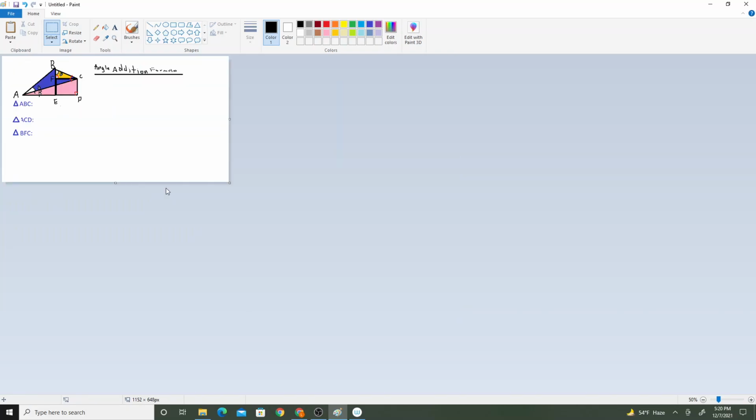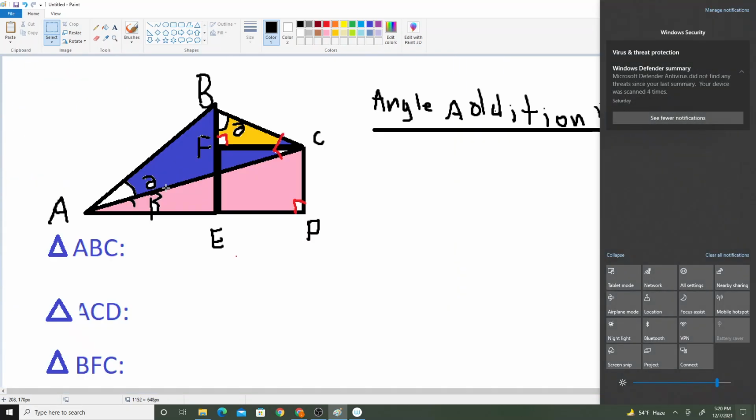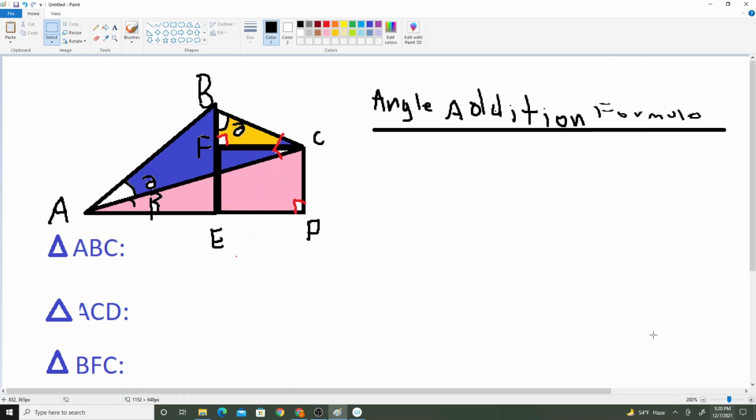So today I have for you the angle addition formula. Sorry, let me close this menu real quick. I'm going to show you guys how to derive the angle addition formulas using this proof triangle right here.